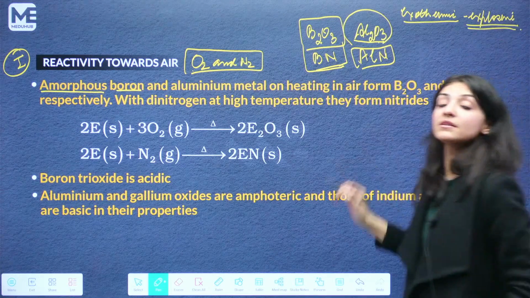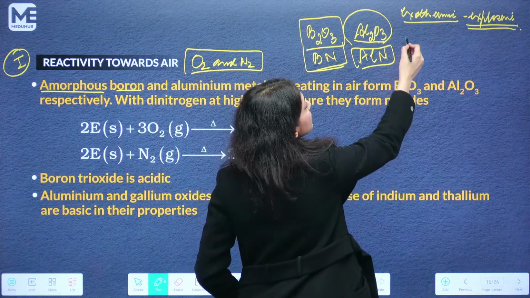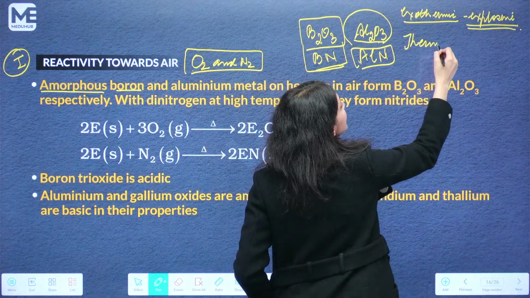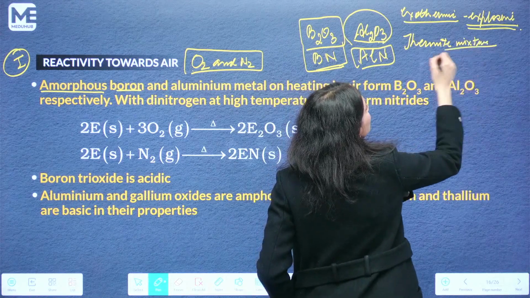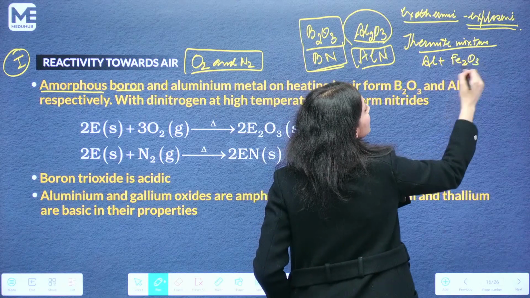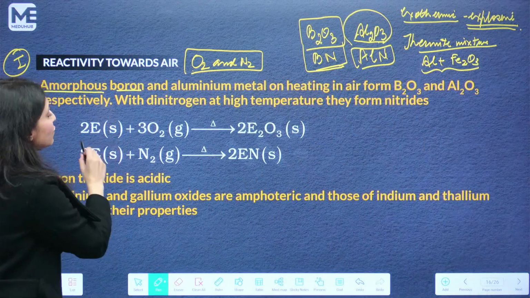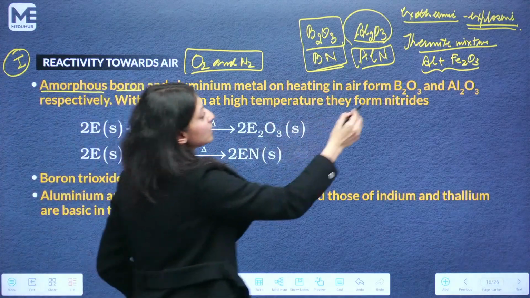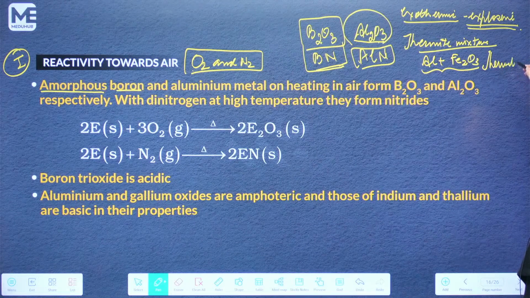So, this was used in bombs in World War II. There is a thing called thermite mixture, which is aluminium with Fe2O3. Fe2O3 provides the oxygen for this reaction. So, aluminium reacting with oxygen giving us Al2O3 is called the thermite reaction.